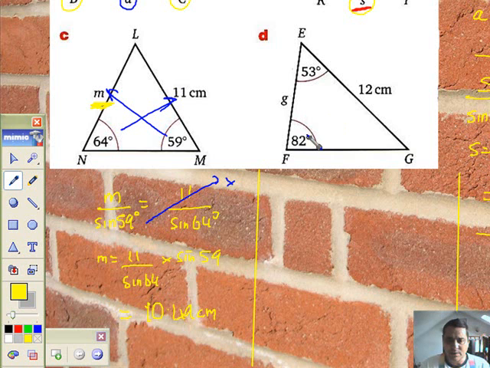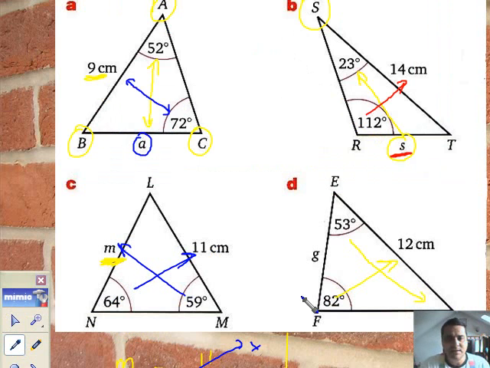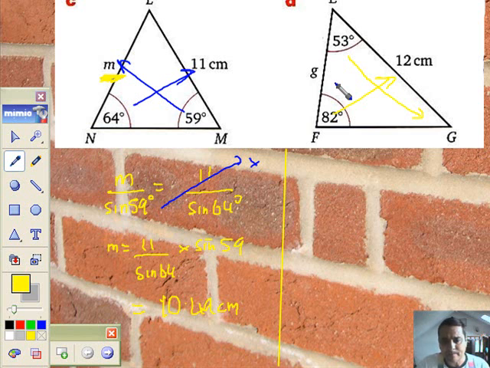Right, what have we got then? We got 82 goes with the 12, and 53 goes with, oh my, I don't know. Well, not a problem. This is a right angle. This is a triangle, and it all adds up to 180 degrees. So G, actually I've not done that right, have I? Just rub it out quickly.